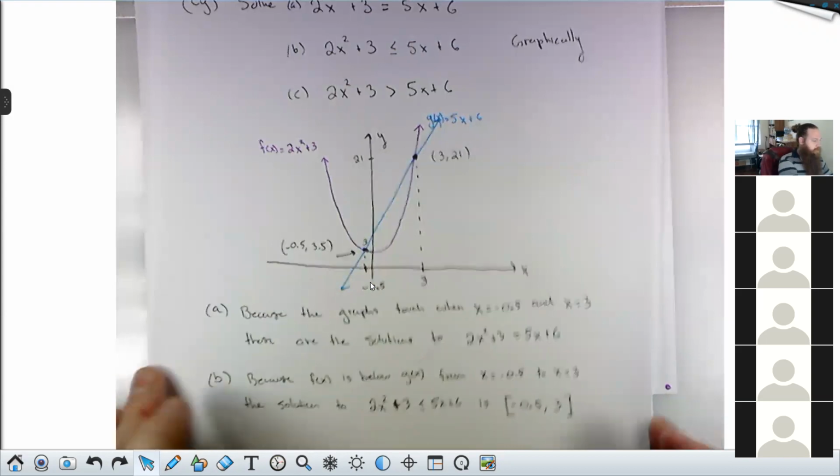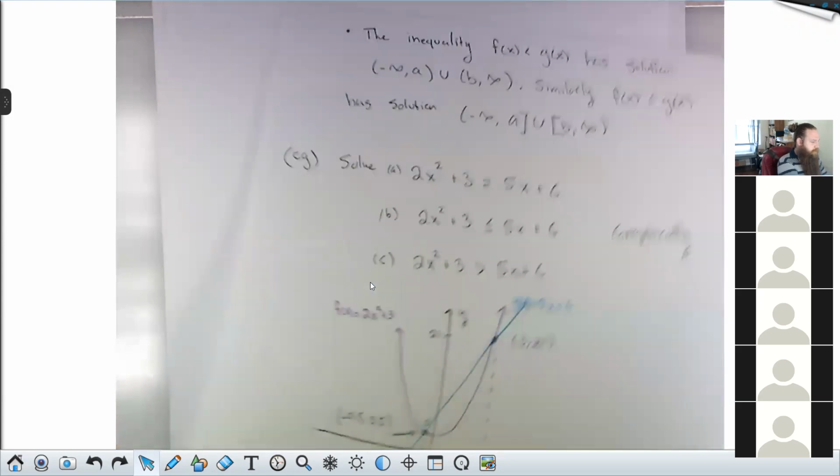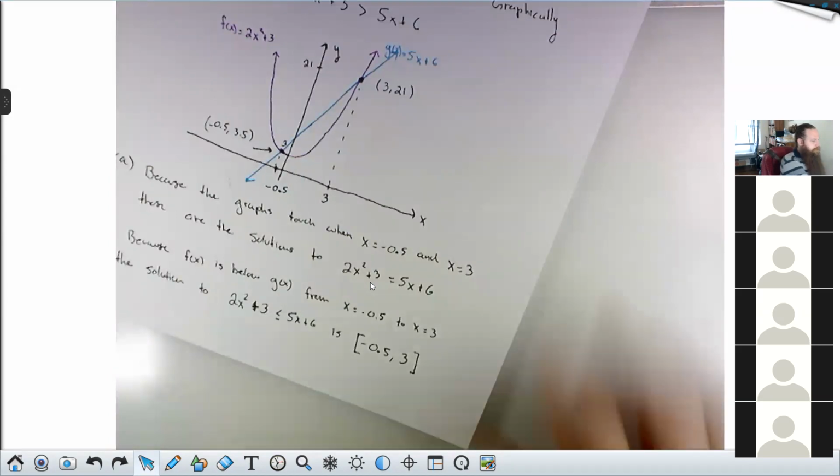Okay, let's take a look at part C, and then I have a little tidbit of vocabulary wisdom to share with you. It'll make life easier.